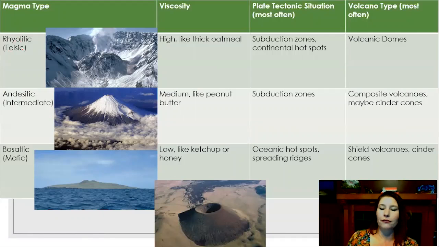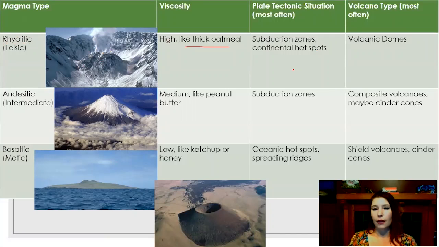The type, first of all, felsic magma, the highest silica content and therefore the highest viscosity, so like very thick oatmeal or like a taffy. If it explodes, so if it's an extrusive igneous rock, like a lava flow, it's going to form something called rhyolites. So we can also call this rhyolitic, that's fine. And again, volcanic domes like this one, there's a bigger picture of the one inside Mount St. Helens. And they tend to form at continental hotspots like Yellowstone or subduction zones.